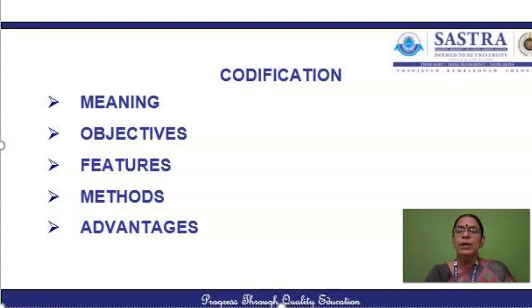And again, whatever method of codification we are going to use, whether it is numeric or alphanumeric, whatever method we are going to use, it must be easily understandable by the employees who are using it daily. It should be a simple one, it should be a practical one, and it should also be a meaningful one.